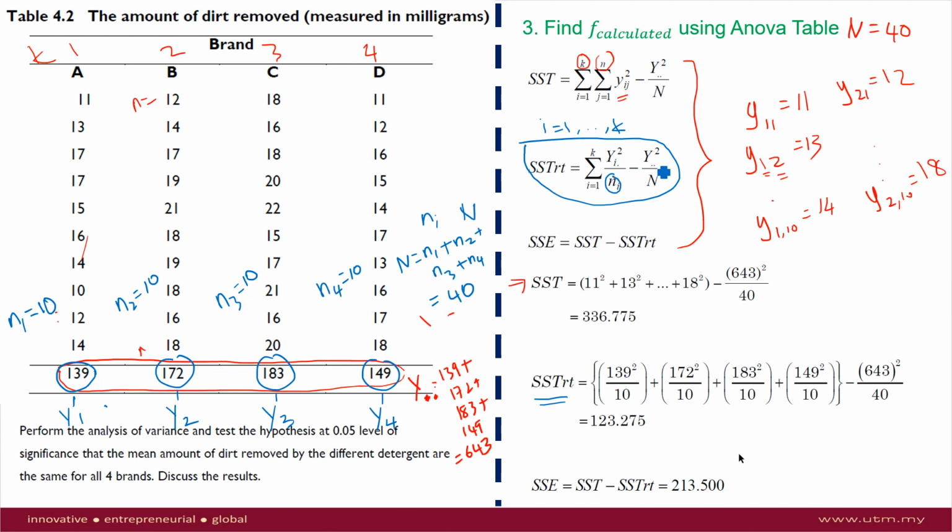And then remember y dot dot means the total value of y1, y2, y3 and y4. So this one is 643 squared divided by big N. Your big N is 40. So you will get this answer. How about the SSE? So for SSE, the value is SST minus SSTRT. So now your SST is 336.775 and your SSTRT is 123.275. Okay, so just sub in the formulas and you will get this answer.